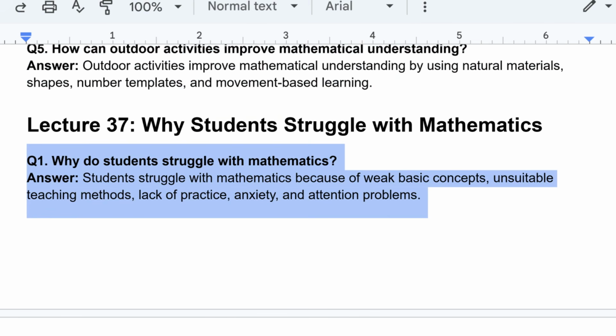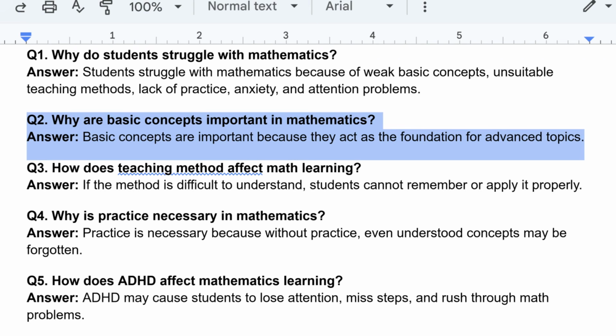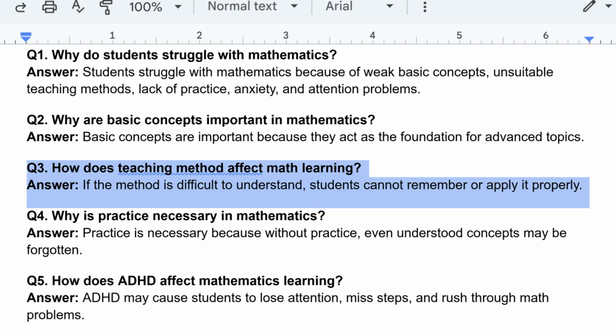Why do students struggle with mathematics? Students struggle with mathematics because of weak basic concepts, unsuitable teaching methods, lack of practice, anxiety, and attention problems. Why are basic concepts important in mathematics? Basic concepts are important because they act as the foundation for advanced topics. How does teaching method affect math learning? If the method is difficult to understand, students cannot remember or apply it properly.